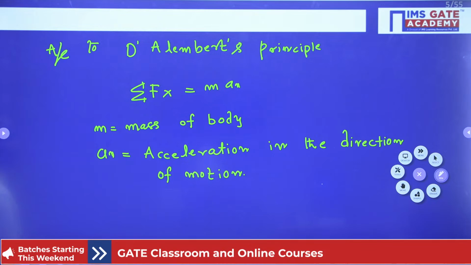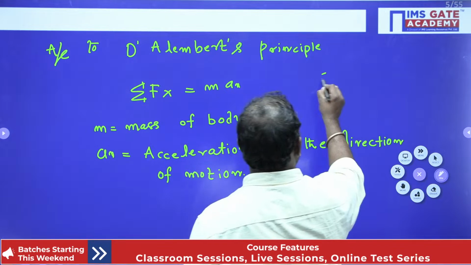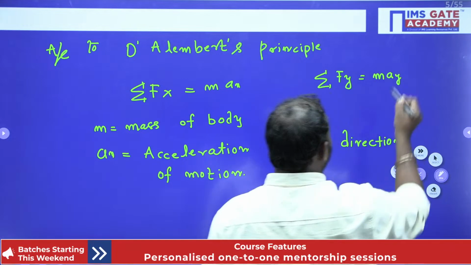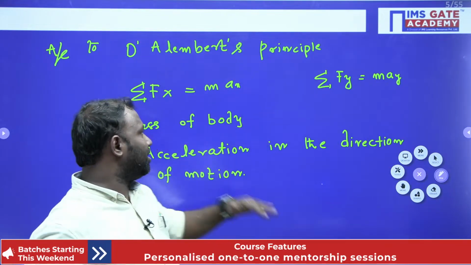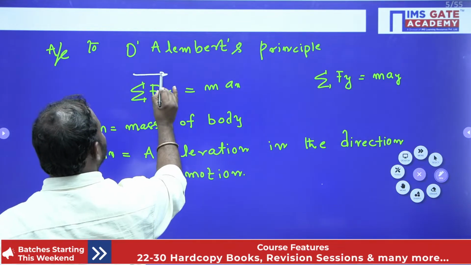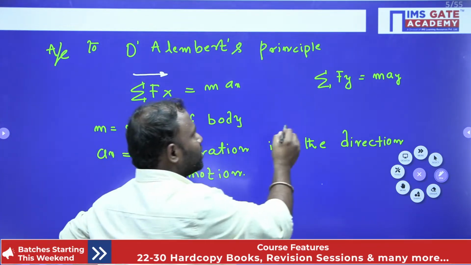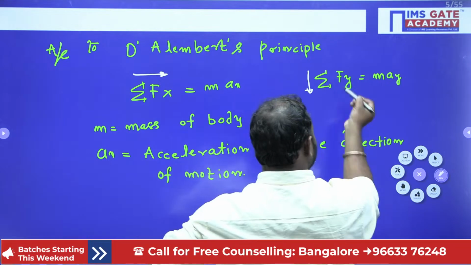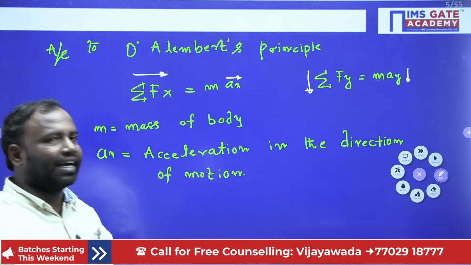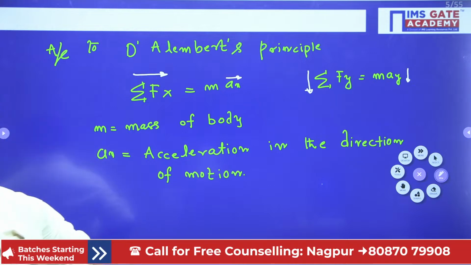Now, here also we can write sigma Fy is equal to m into ay, when the motion is in the vertical direction. Here the motion is in this direction because of this net force. Suppose I take that motion takes place downward because of the force, then the acceleration is also downwards. So acceleration is also in this direction. Hope you understand. Yes guys, it is a relation between force and motion variable.